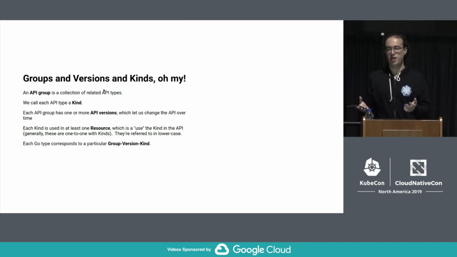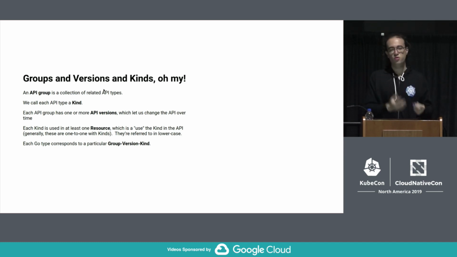And within that API group, we call each type a kind. Now, this is most of what you need to know to talk about Kubernetes API terminology. But there is one more thing that may come up if you get really deep in. You may also hear people talk about resources.